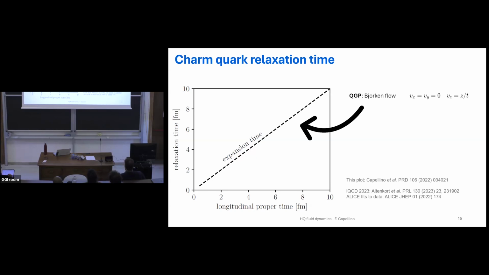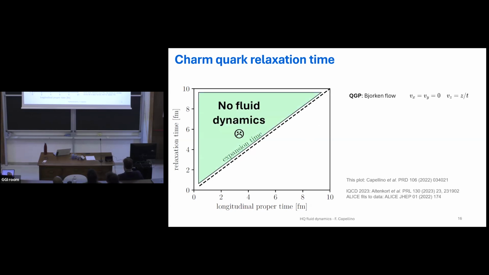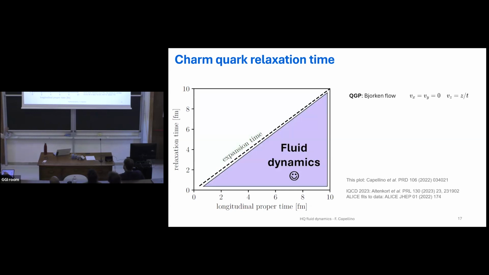And then basically, we can compare the relaxation time of the heavy quark with this typical expansion time in Bjorken flow. And if the relaxation time is much larger than the typical expansion time scale of the fluid, then fluid dynamics is not applicable because it means that the charm is not interacting strongly enough with the constituents. So it escapes from the medium evolution, basically. Whereas if it's below the expansion time, then a fluid dynamic description is applicable.